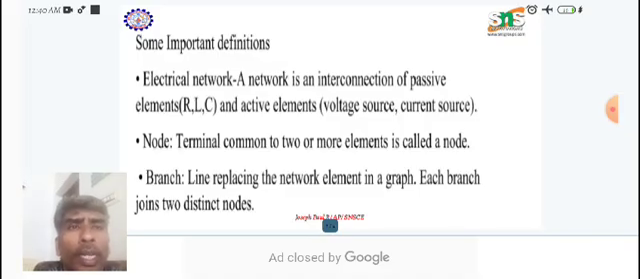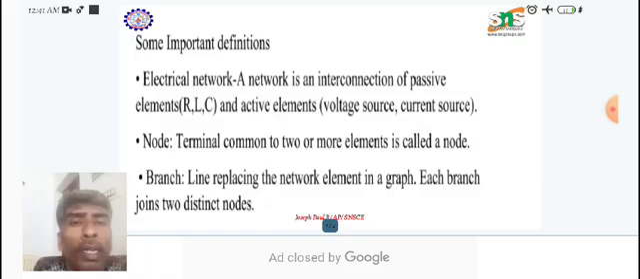Some important definitions. An electrical network is an interconnection of passive elements, the elements being R, L, C, and active elements such as voltage source and current source. With this we will draw our network and discuss how it functions.